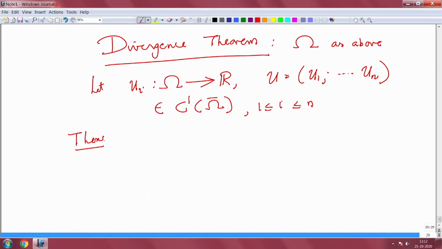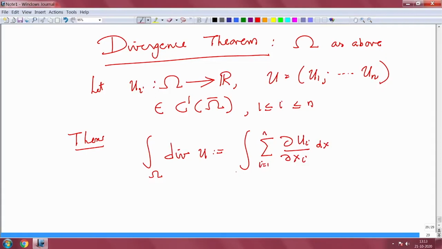In another 5 minutes we will finish. The integral over omega of the divergence of u. What is the divergence of u? You would have studied it, but by definition it is the sum of du_i by dx_i, i equal to 1 to n, dx. This is integrated over omega, so it is an n-dimensional integration.